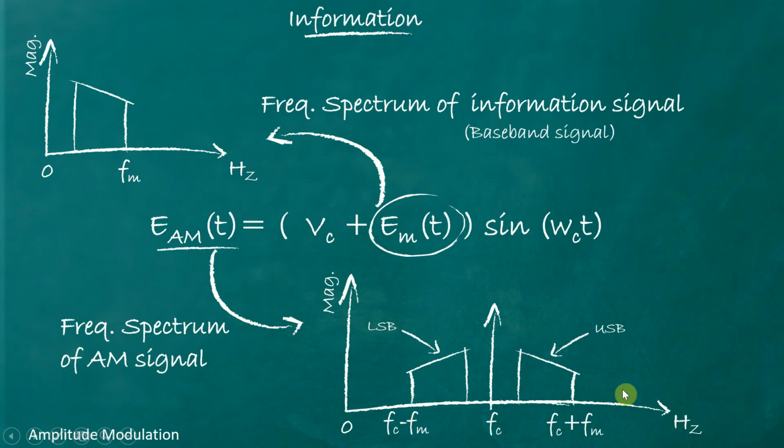Means this right hand side part is known as the upper sideband and the left hand side part is known as the lower sideband. Means this information signal is contained at 2 different frequencies, Fc plus Fm or Fc minus Fm. So in the communication block diagram, using an appropriate filter we have to choose either LSB, lower sideband, or USB, upper sideband, and then we need to transmit that using an antenna.